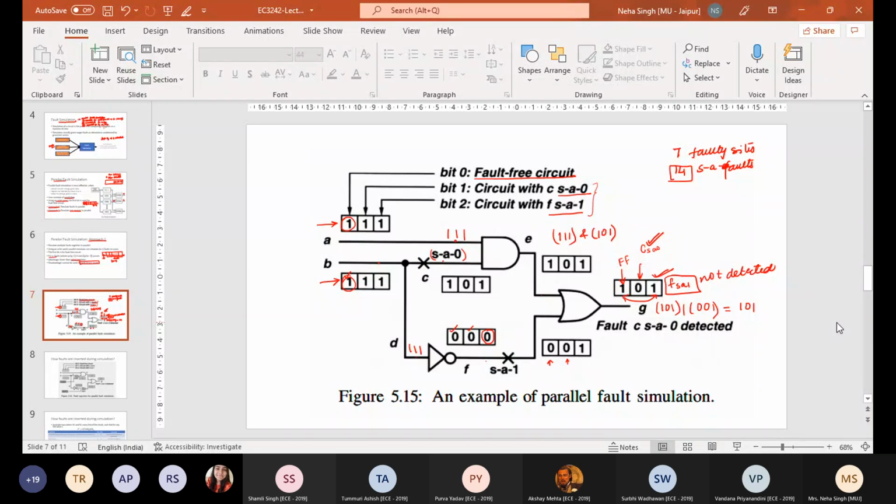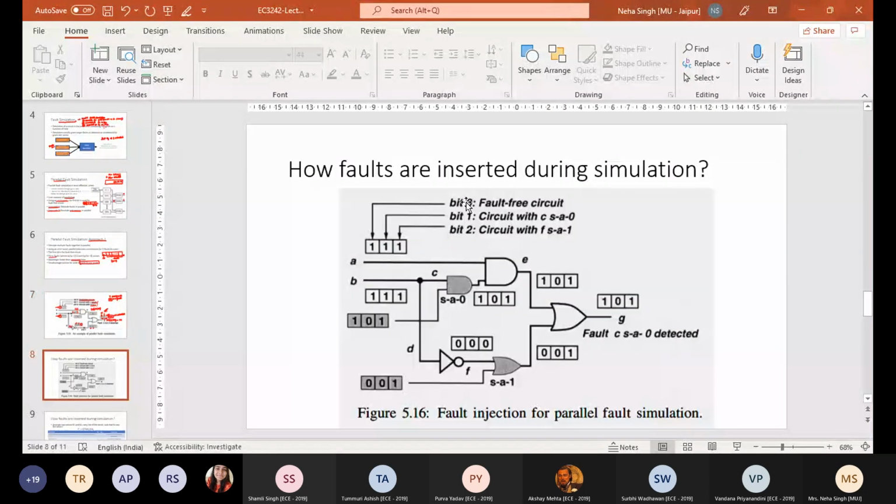Okay. We'll see it in the next class, how we determine what this value should be for these faults. We'll see it in the next class when we work with the insertion of the faults. Fine. So we'll continue in the next class and I'm ending the class for today.